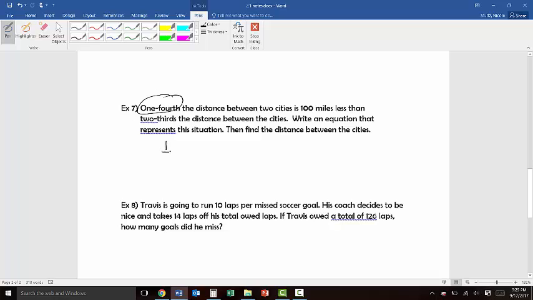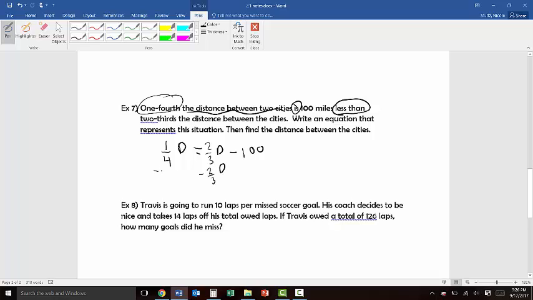Number 7 is more of a translation problem, so we'll write the work here. So 1/4 the distance between two cities. We don't know what that is, so we're just going to write D. And then there's the word is. 100 miles less than, so less than meaning subtraction, and 100 is going to come after it since we switched the order. 2/3 times the distance will come first. And that's our equation. So we need to solve.